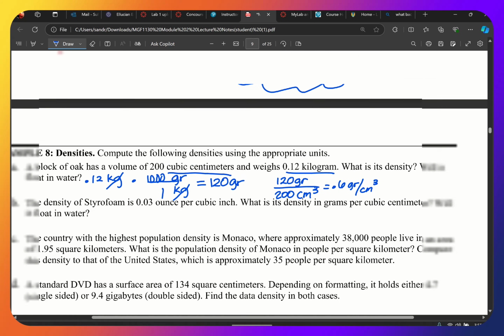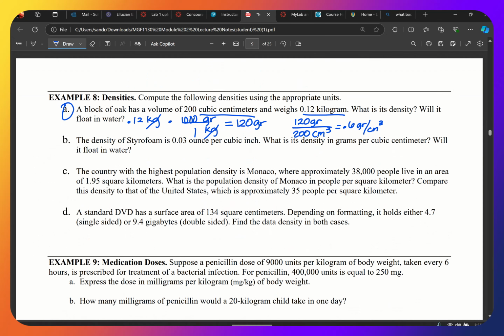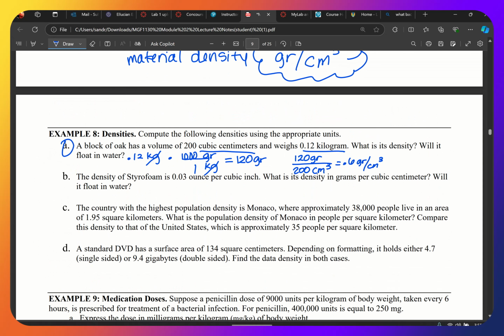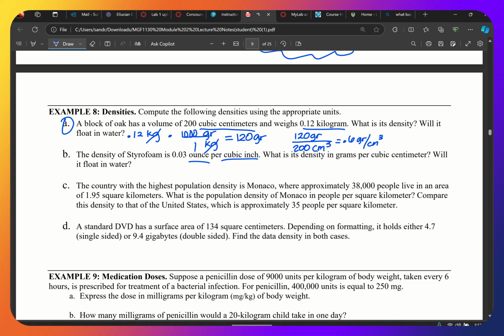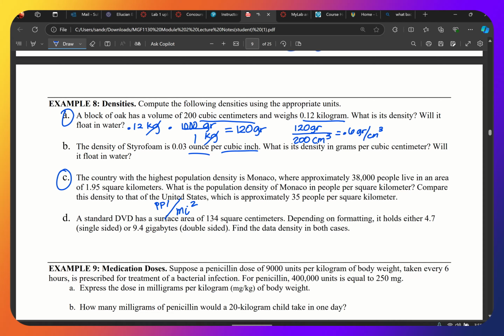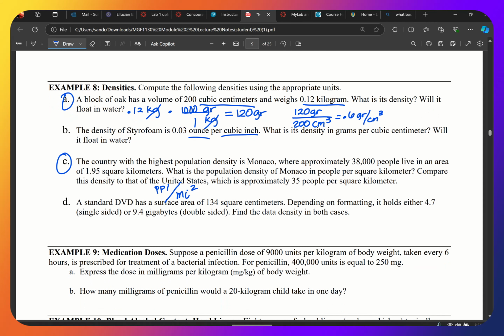Questions on that? Similarly for B, you have to convert ounces to grams and cubic inches to centimeters. C, we did something similar last time. This is the population density. Remember that this is people per square mile, per mile squared. How many people per square mile? And then D is storage space.